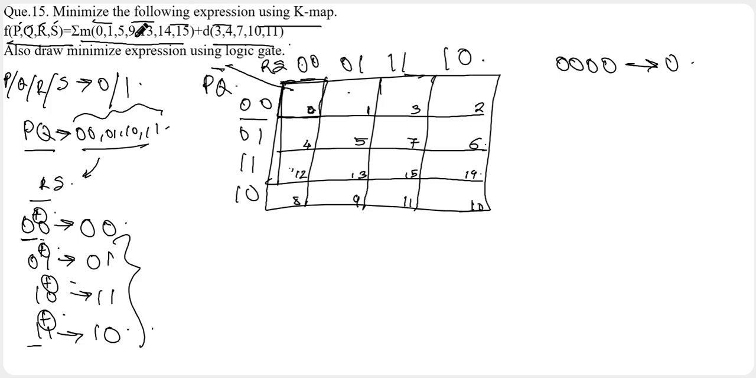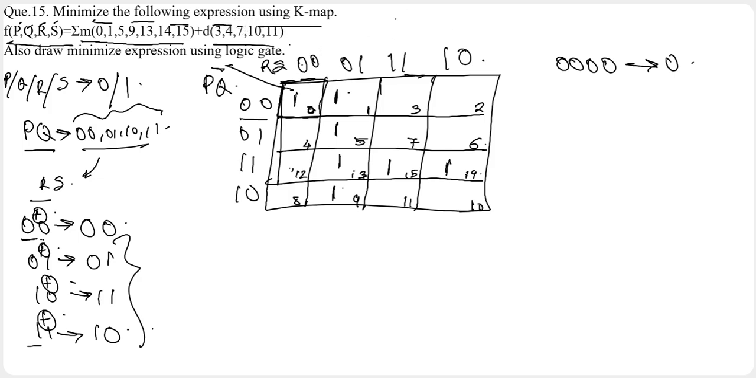Now the cell numbers which are specified in the min terms, we will write 1 in those cells. So for 0, 1, 5, 9, 13, 14, 15, we will write 1. For cell number 1 it is 1, for 5 it is 1, for 9 it is 1, for 13 it is 1. Then 14 is here, it is 1, and for 15 it is 1. So I guess I've written all the terms: 0, 1, 5, 9, 13, 14, 15. And the don't care terms are 3, 4, 7, 10, 11.